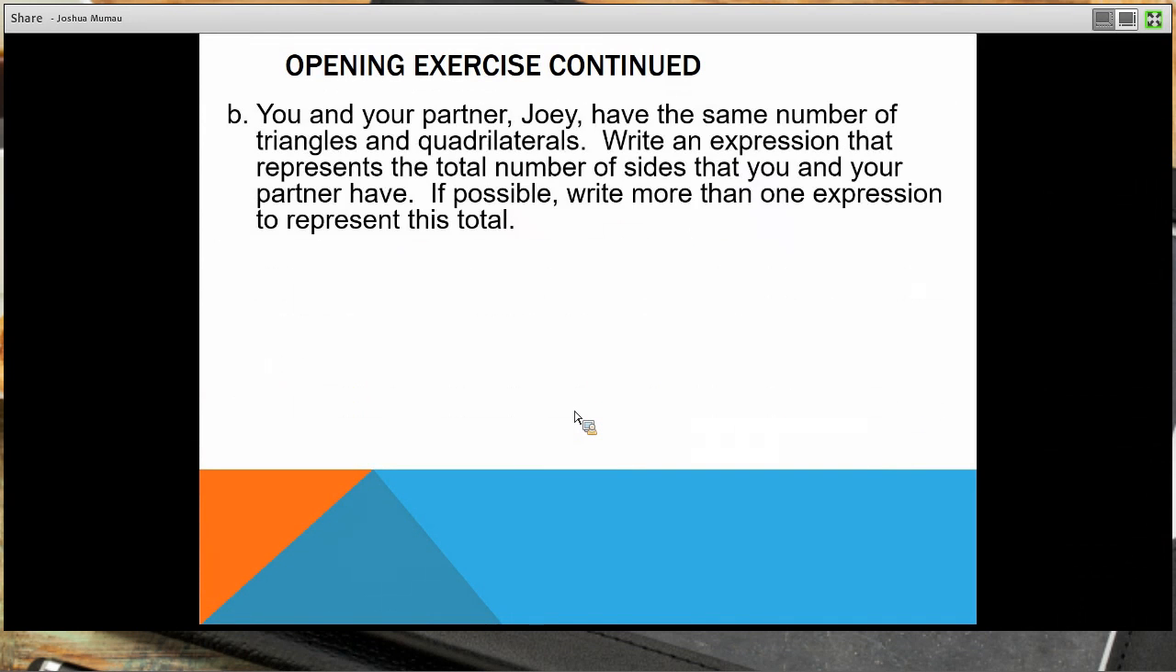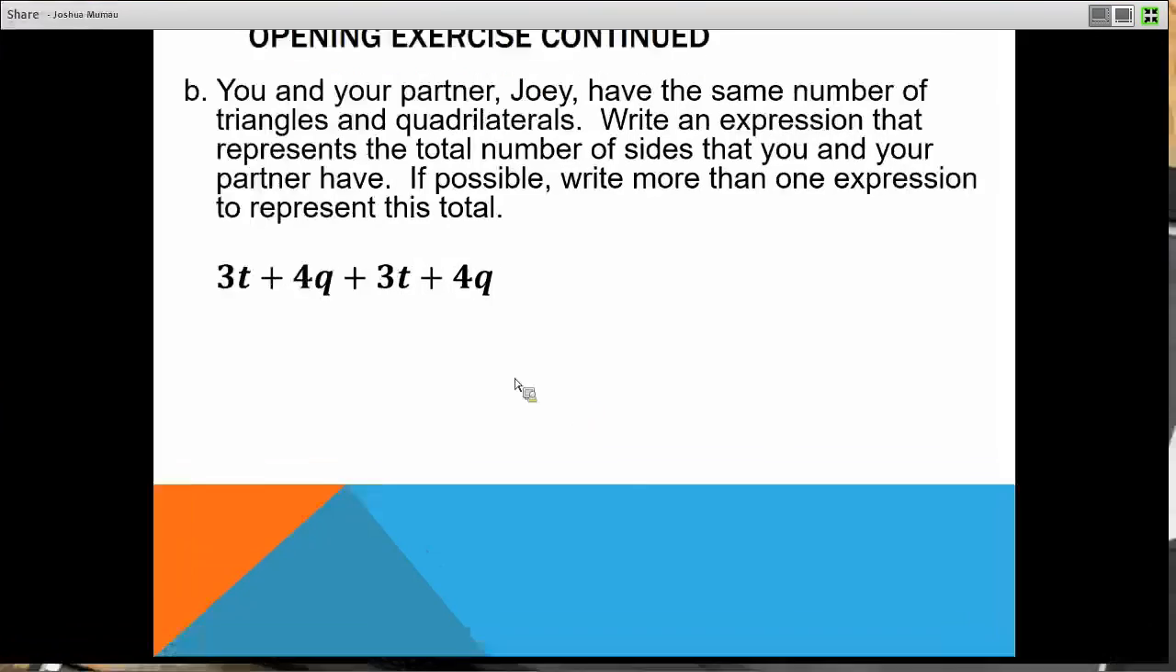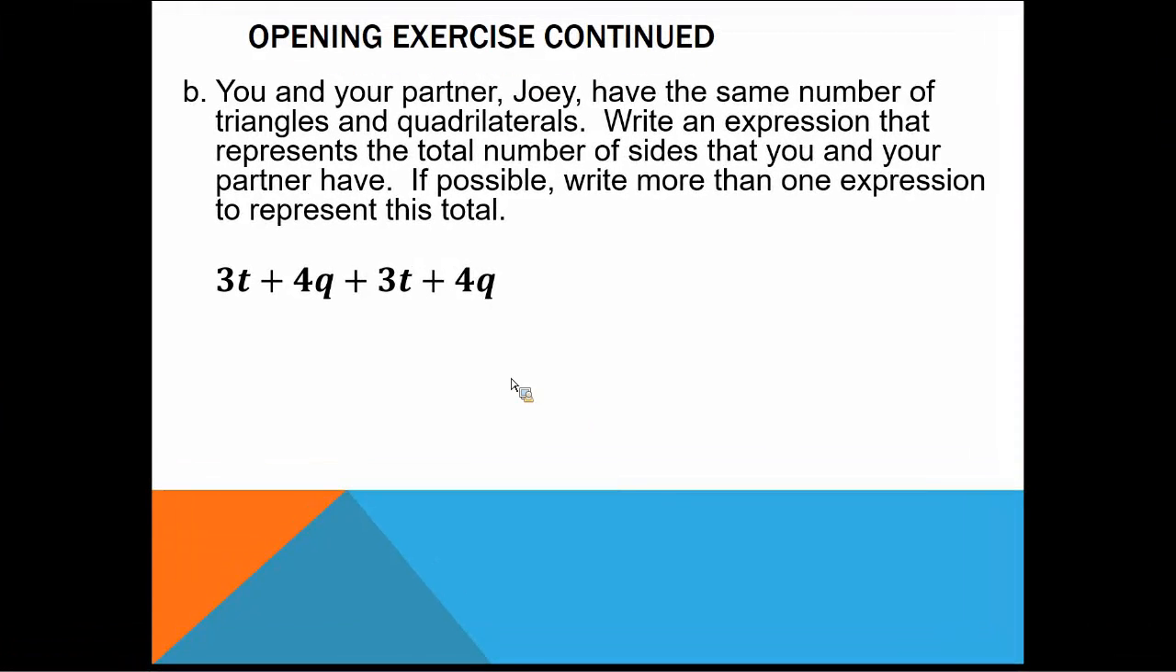Let's look at part B. Let's say you and your partner Joey, you have the same number of triangles and quadrilaterals. Write an expression that represents the total number of sides that you and your partner have. And if possible, write more than one expression to represent the total. Well, here's the first expression. First, we could just add both you and your partner Joey's together. Both of you have 3t and 4q. So we could just add 3t plus 4q plus 3t plus 4q. That's the first way we could write it.